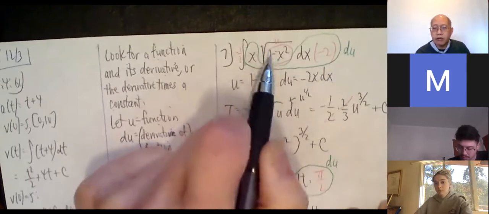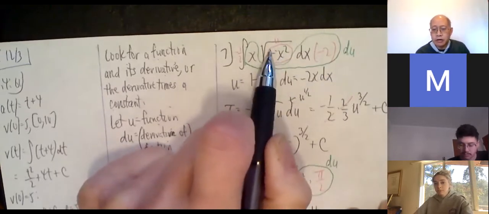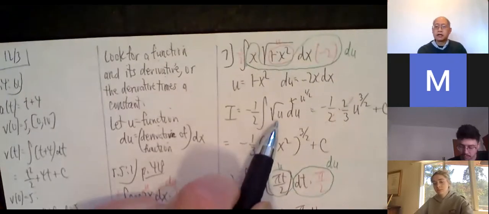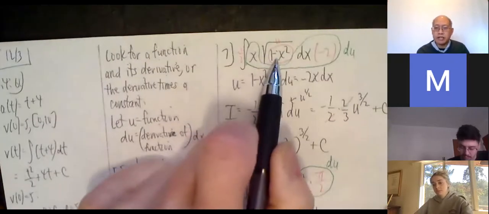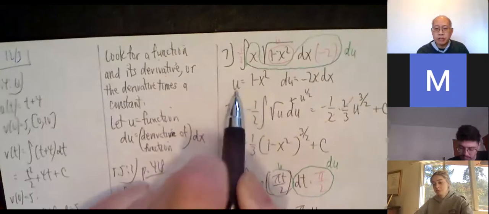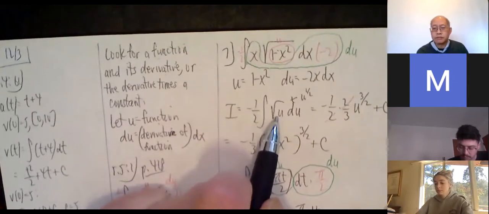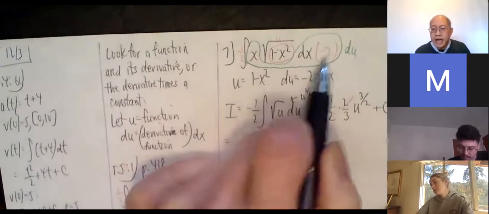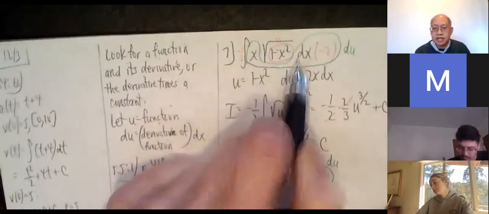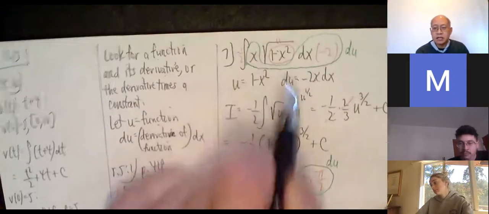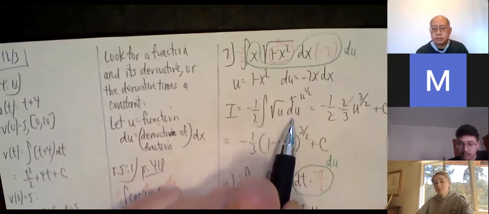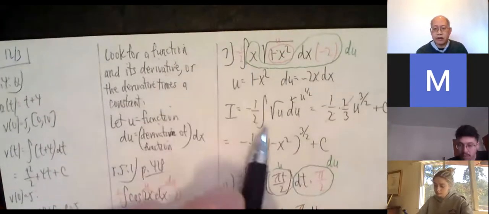And instead of radical 1 minus x squared, it's just radical u. So look at how much easier the integral is. Instead of radical 1 minus x squared, since 1 minus x squared is u, I'm taking the square root of u. And then negative 2x dx. Negative 2x dx changes to du. And yes, there's a negative 1/2 out in front.